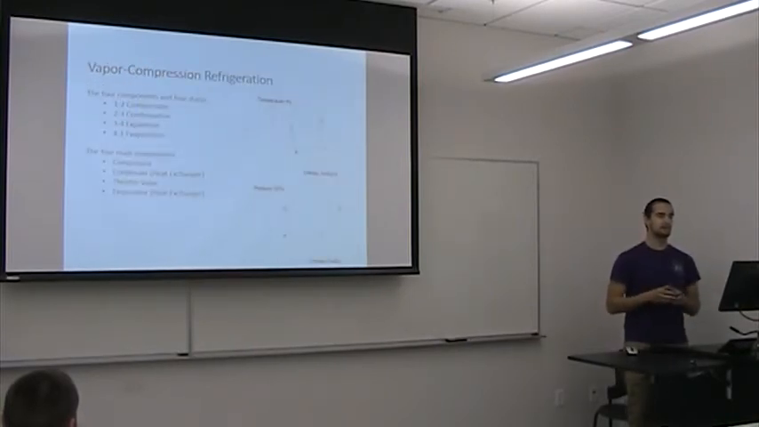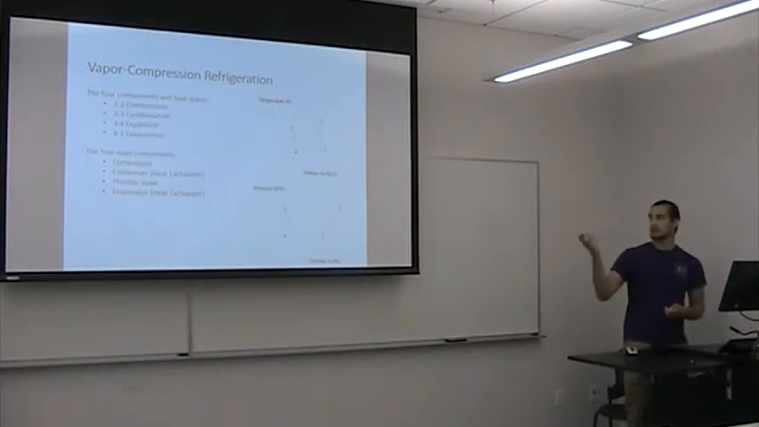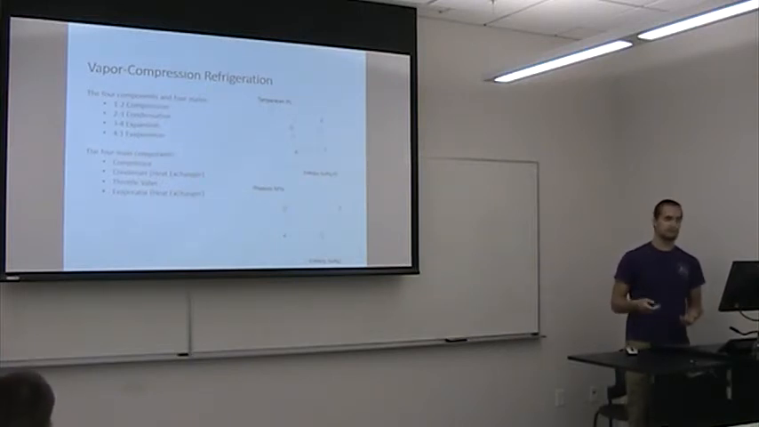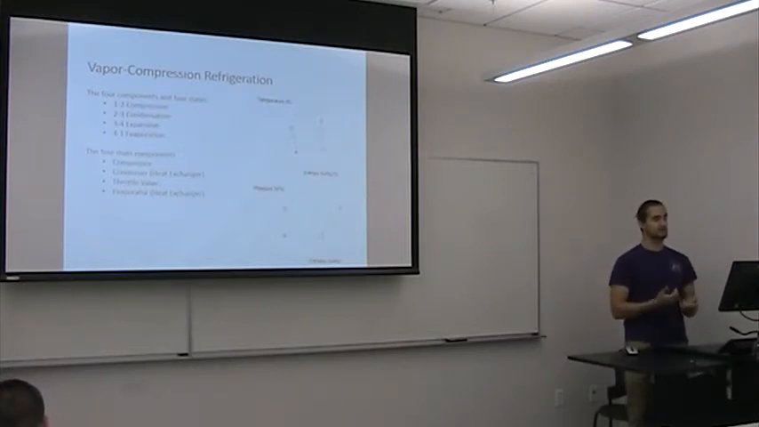So the vapor compression refrigeration cycle starts in 4 processes: the compression stage, the condensation, the expansion, and the evaporation, and then cycles over again. These are driven by the 4 main parts: the compressor, the condenser, which is just a heat exchanger, the throttle valve, and the evaporator, which is just another heat exchanger.